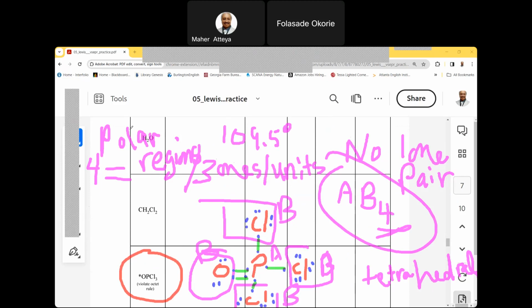Now, what is the total VE value? Can you tell me? Let me calculate it. Chlorine 7, oxygen 6, phosphorus 5. 7 multiplied by 3 is 21. 21 plus 5 is 26. 26 plus 6 is 32. Correct.